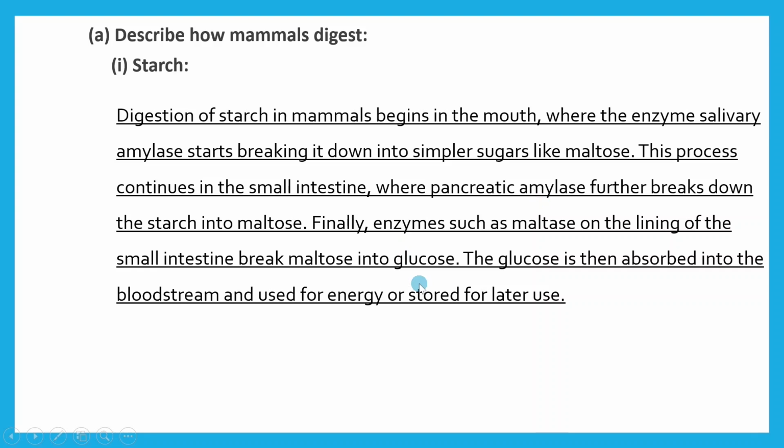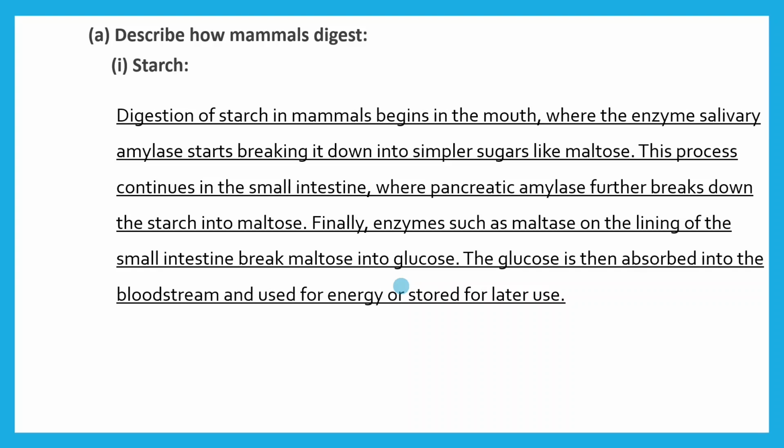Now, finally, that maltose which goes into the stomach still needs to be digested into glucose by an enzyme called maltase. That's why we said, finally, enzymes such as maltase on the lining of the small intestine break maltose into glucose. Now, once maltose is broken down by maltase into glucose, that is the final product of starch digestion.